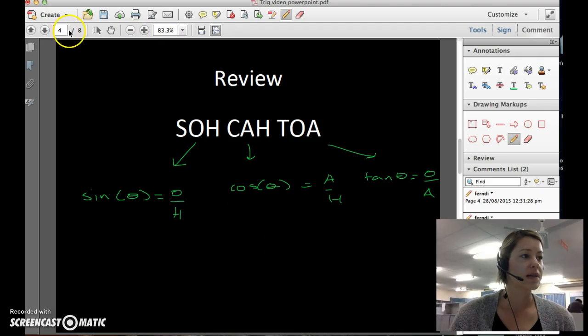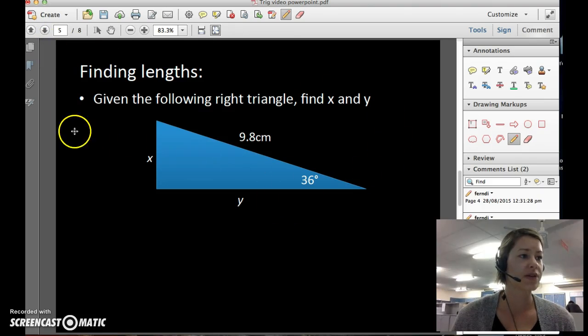Okay, so let's start with the first example. Given the following right angle triangle, we need to find the two unknowns, which in this particular case are x and y. The first thing we need to do is to label the triangle in terms of opposite, adjacent, and the hypotenuse. The hypotenuse is always the longest side, so in this case it's this one here.